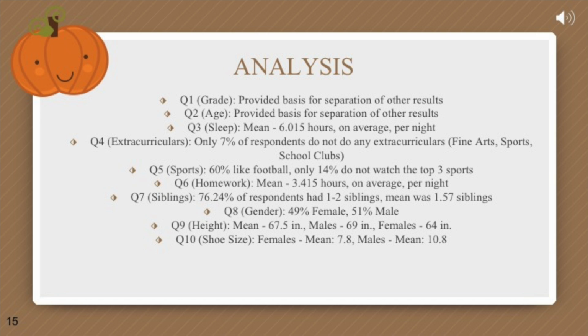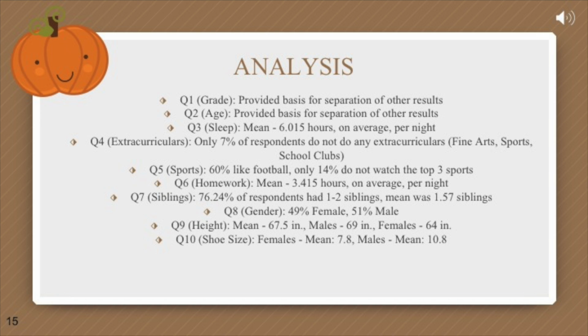Question 5 also told us the percentage of students that watch each of the most popular U.S. sports. From question 6, we hope to gain insight into the workload that Walton students have. And for question 7, we tried to find out about family life by asking the number of siblings each student has. As expected, suburban families are quite small with only about 2 to 3 children each.